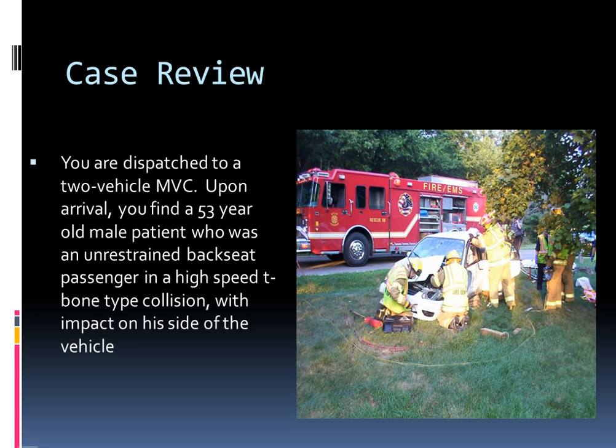We're dispatched to a 2-vehicle motor vehicle collision, and upon arrival, we find a 53-year-old male patient who's the unrestrained backseat passenger to a high-speed T-bone type collision. He's got impact on his side of the vehicle. All right, so here's our auto accident, quite a bit of damage, and this person is an unrestrained backseat passenger, so not doing well, especially because the T-bone was on his side.